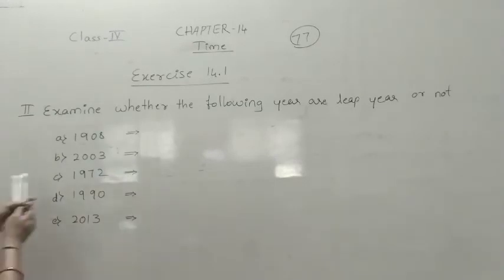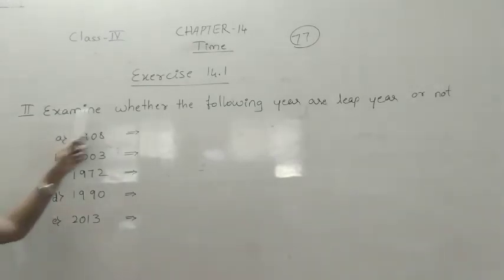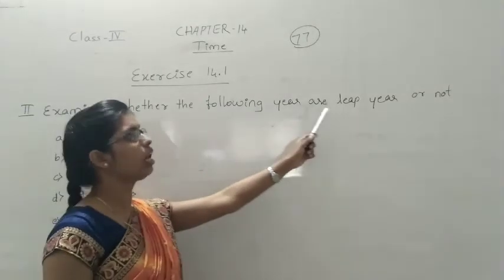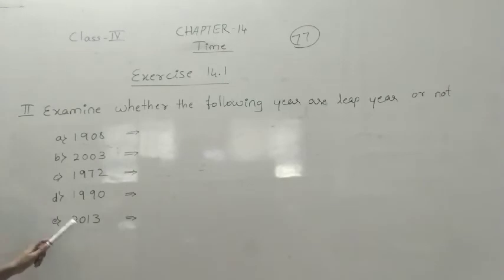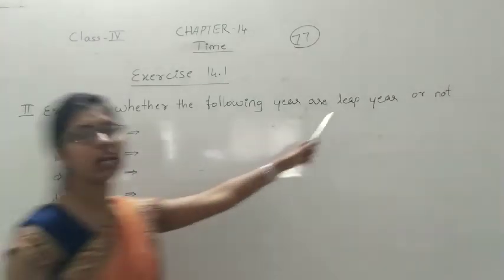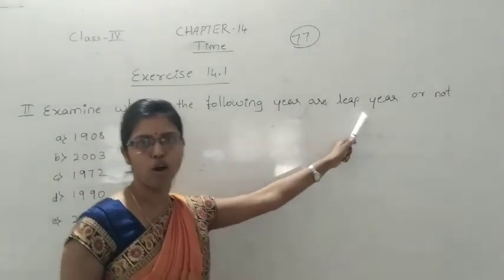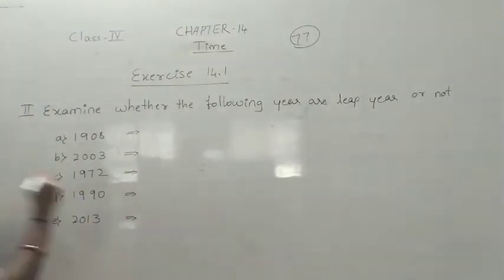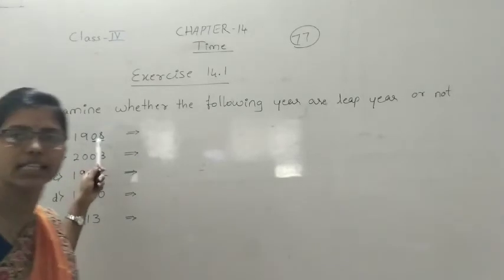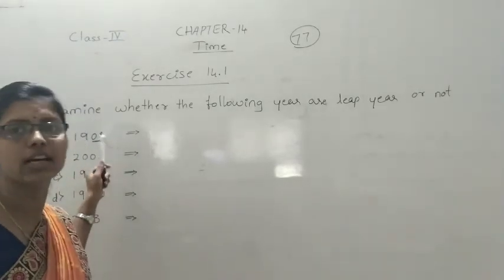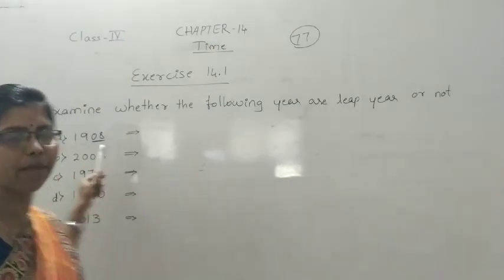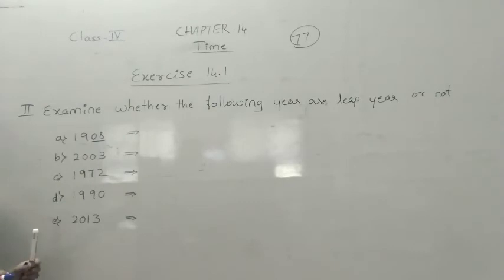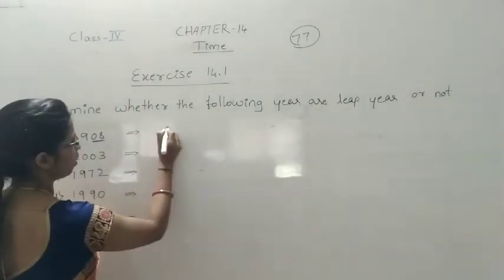Now see the second question. Examine whether the following years are leap years or not. Here they have given some years to you. You should check whether they are leap years or not. Already we know we consider only the last 2 digits. If it is divided completely, that is a leap year. There is no remainder, so that is a leap year. So 0 is there, yes. That one is a leap year. Write yes.